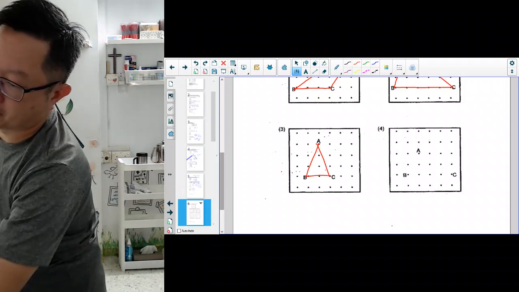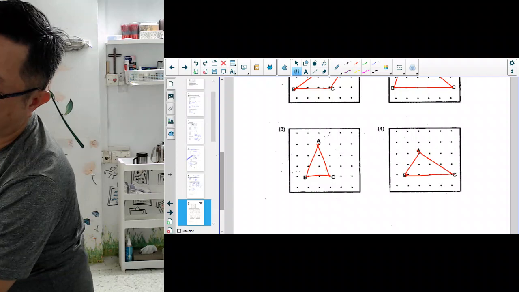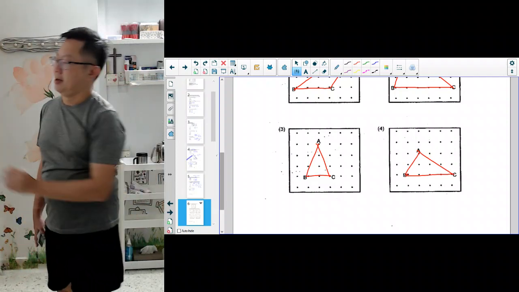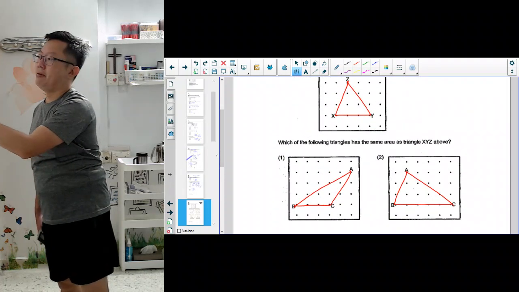Let's draw out the triangle first. Then you'll be able to find what is the answer. Okay, we are done. Now, what is the question saying? Which triangle has the same area as above?